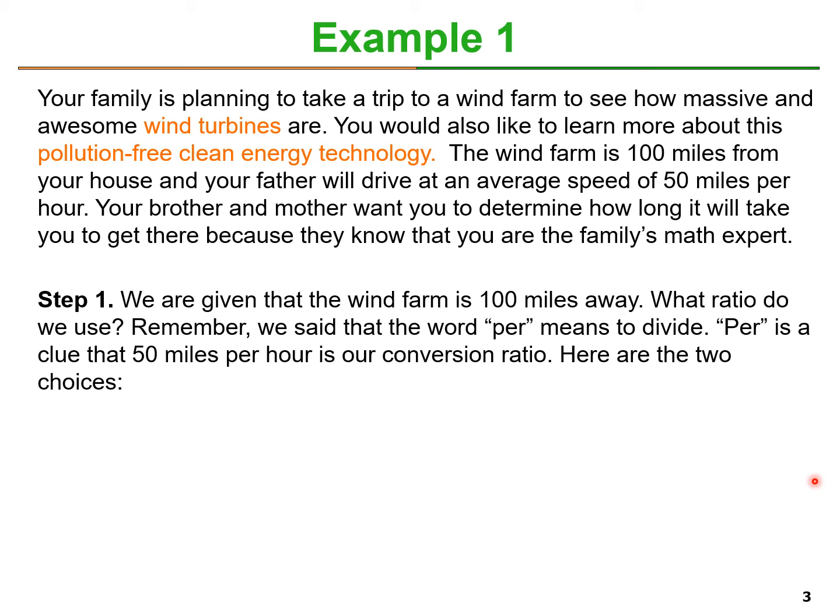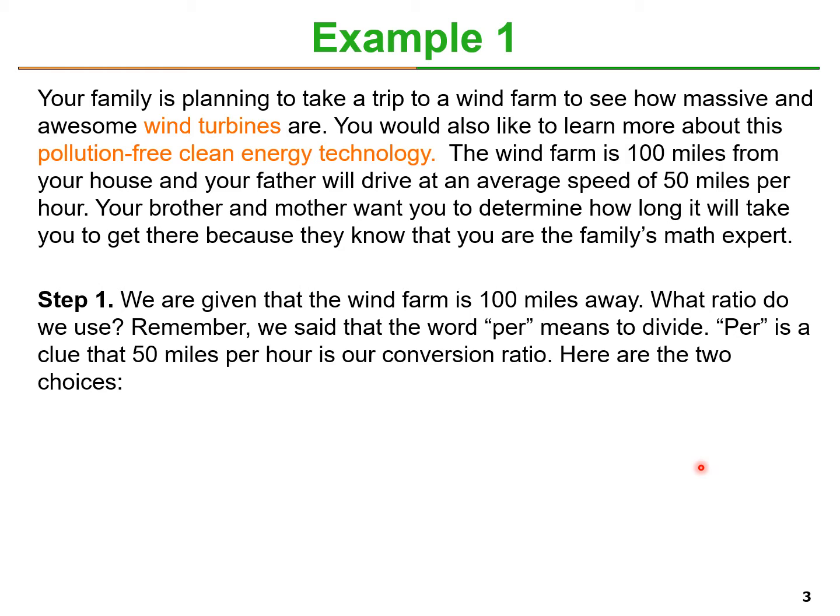So remember, in step one, we have to form conversion factors and then take care of the units. That is, we form a conversion factor if we are not given one. So we are given that the wind farm is 100 miles away. What ratio do we use? Oh, remember, we said the word per means to divide. Per is a clue that 50 miles per hour is a conversion ratio or conversion factor. So in this problem, you are indeed given a conversion factor.